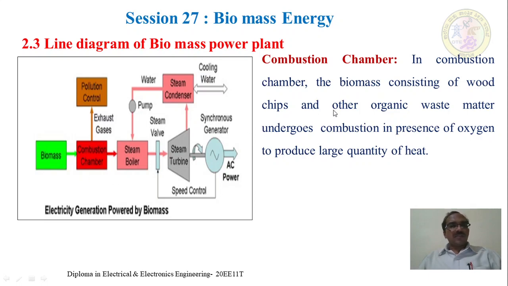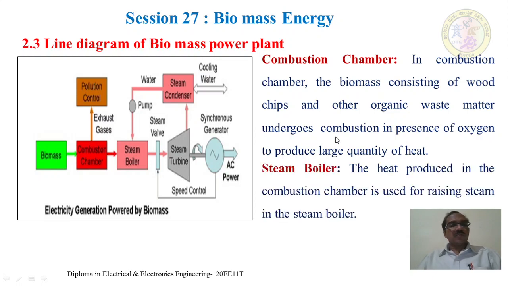What it does: the biomass may be in the form of wood chips or other organic waste matter. Here it undergoes combustion and produces heat in the presence of oxygen, to produce a large amount of heat. At the same time, the steam boiler is what we are going to utilize over here. The steam boiler converts the heat into steam by raising its temperature.